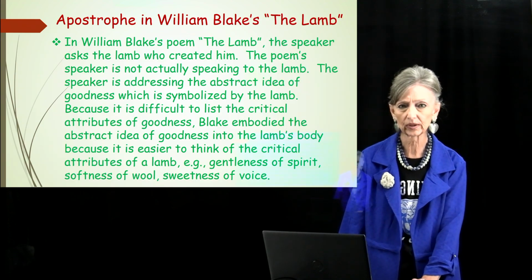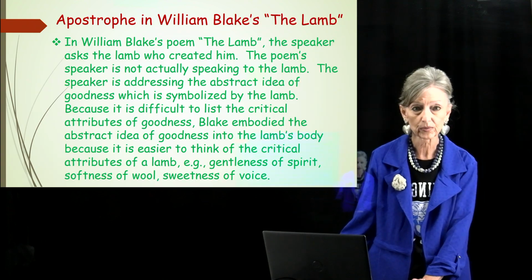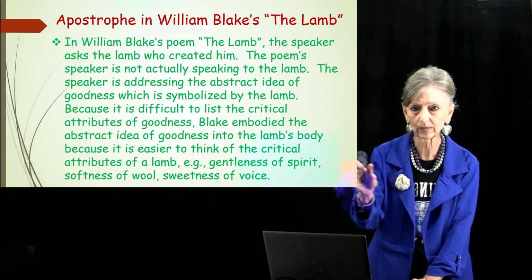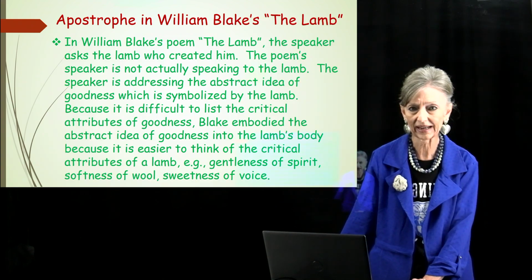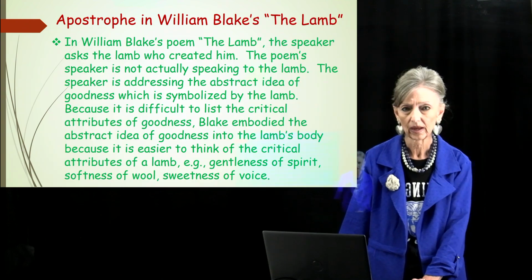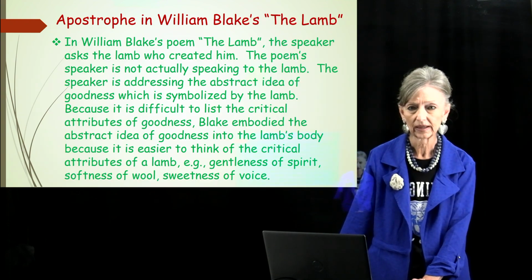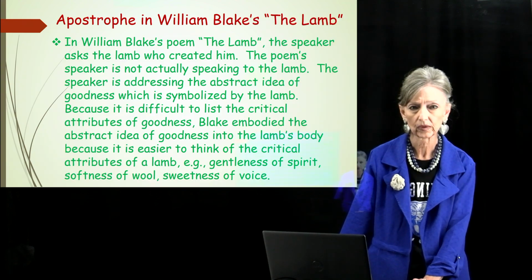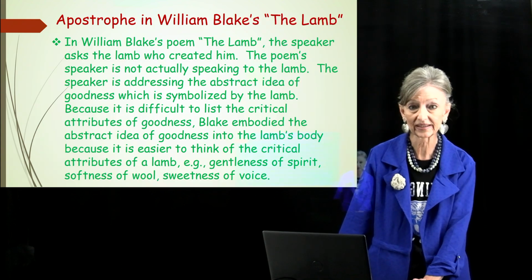Because it is difficult to list the critical attributes of goodness, because we can't see goodness, Blake embodied the abstract idea of goodness into the lamb's body, because it's easier to think of the critical attributes of a lamb. For example, his gentleness of spirit, his softness of wool, his sweetness of voice. We can think about those things on a lamb because we can see the lamb.